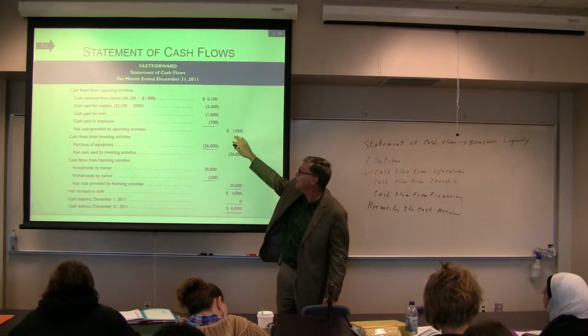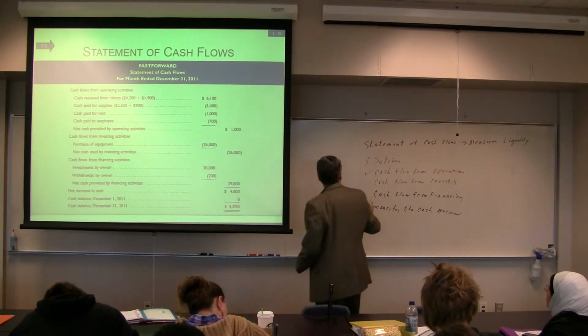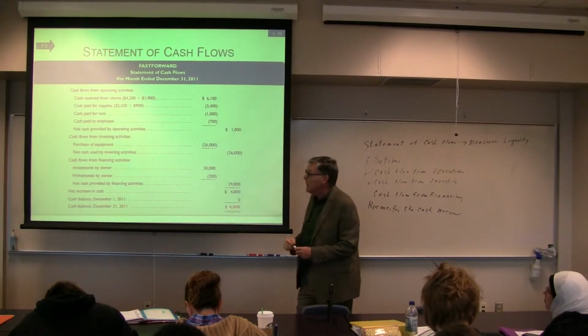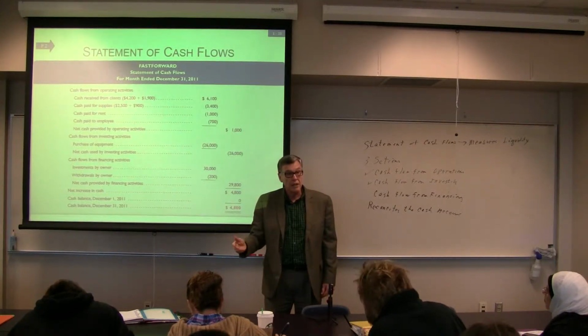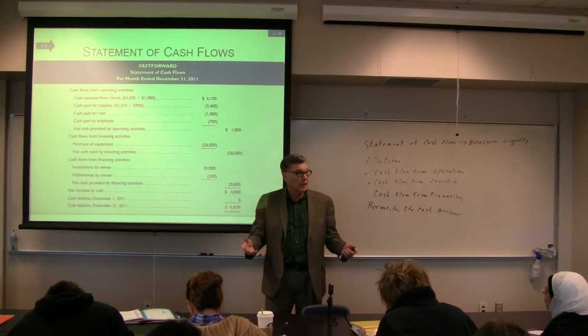Okay, so there was a net increase of $1,000. Then you have the cash flow from investing activities. So investing activities, in this sense, you buy and sell assets. You buy an asset, cash out. You sell an asset, cash in.